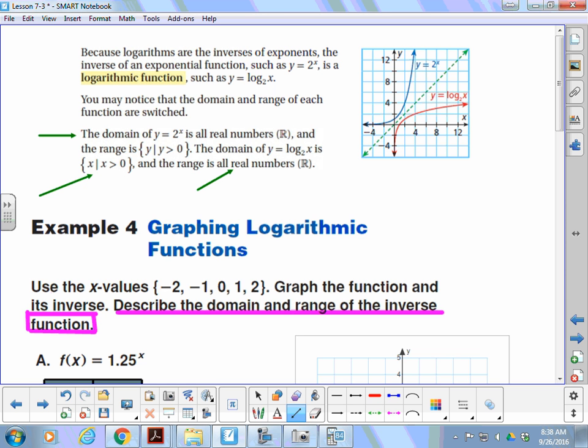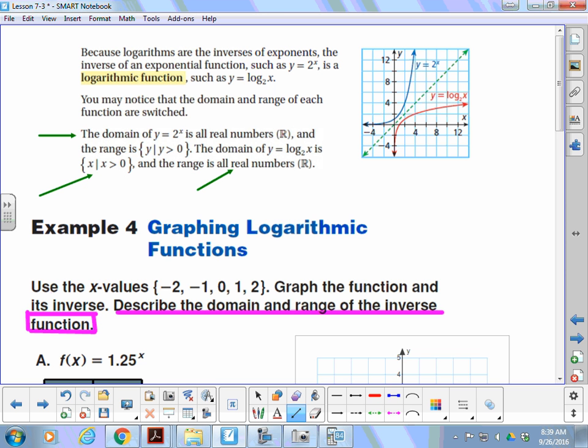This is almost always the case. The only time it's different for exponential and logarithmic is if we have a shift, vertical or horizontal. Otherwise, it's always those numbers. So whenever we're talking about a logarithmic function, the domain is x is greater than 0. The range is all real numbers.